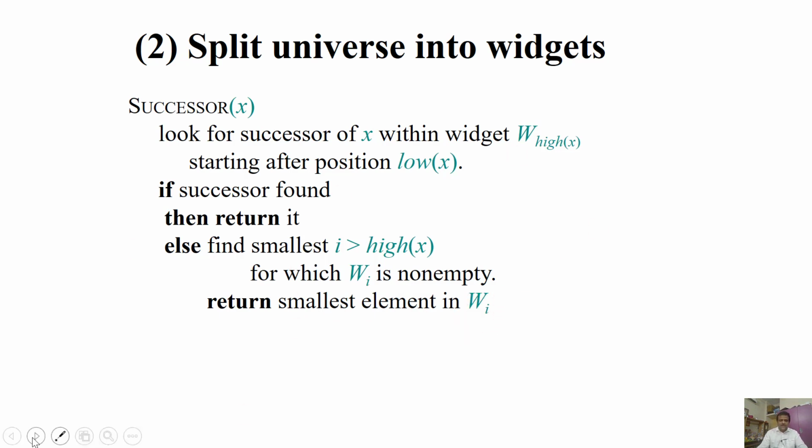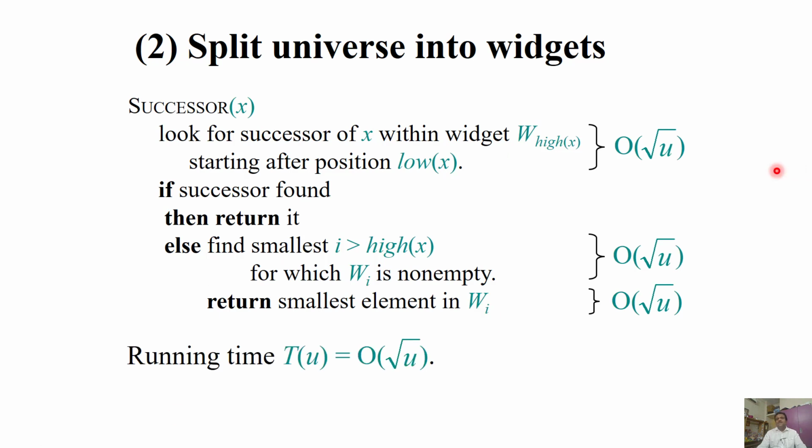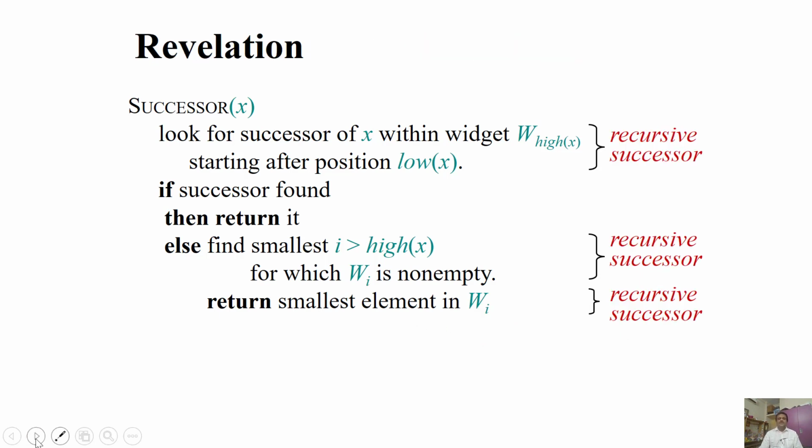So, we want to see this. What is the time complexity for this? This size is root u, so order of root u. This again, the non-empty array search is also root u. So, this is also order of root u, but we want to bring it into a recursive form. So, how can we think of a recursive form?